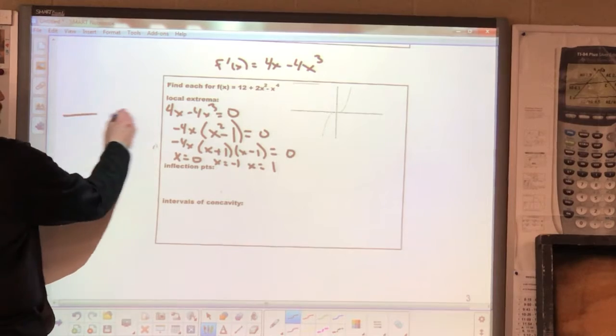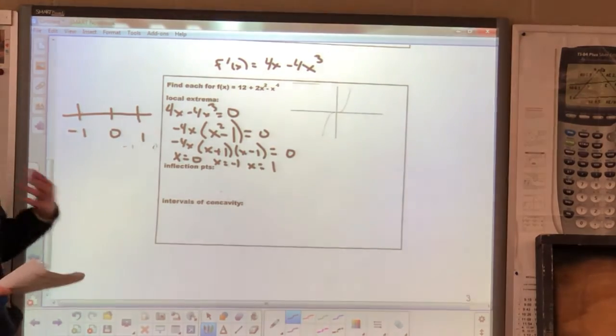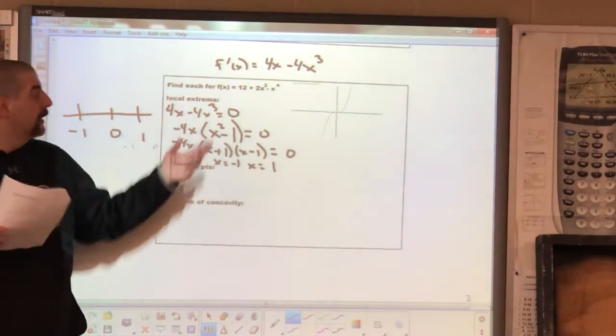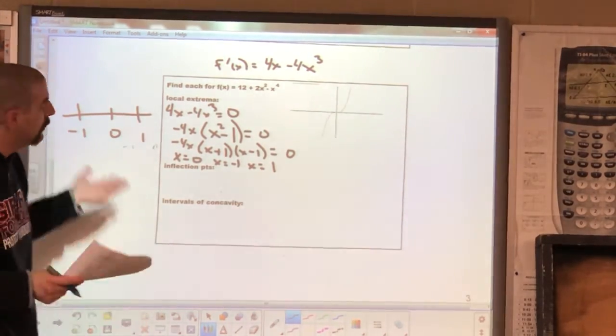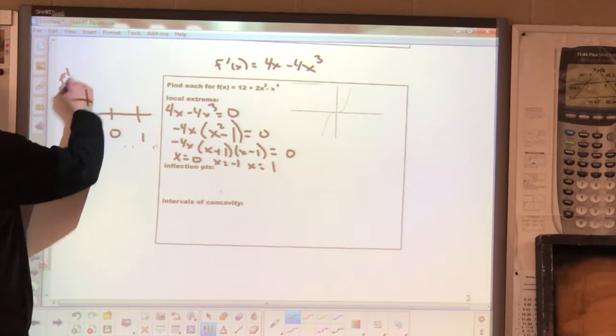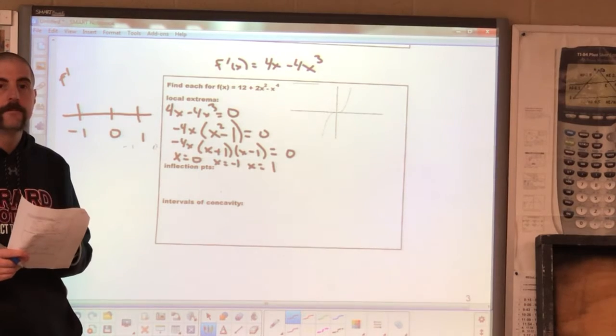Do a sign analysis chart, putting negative 1, 0, and 1. And again, ask yourself, we're trying to figure out the slope, because we want to know, is it coming to a peak or a valley? So what we want to do is use the first derivative. So go ahead and use the first derivative and fill out that sign analysis chart.